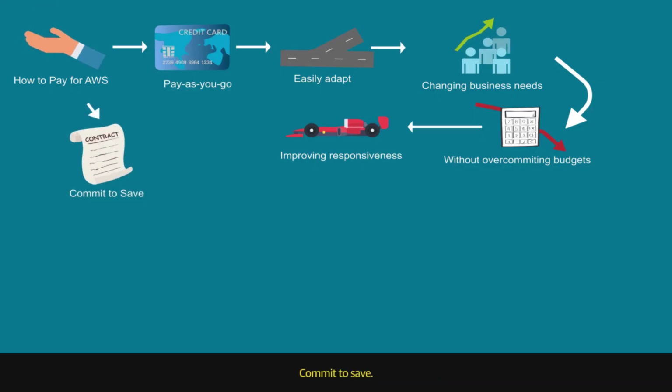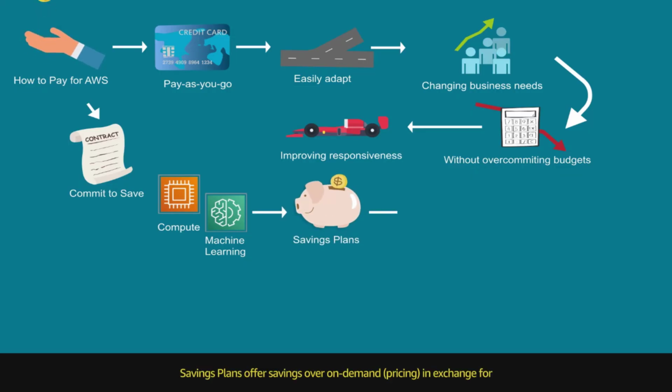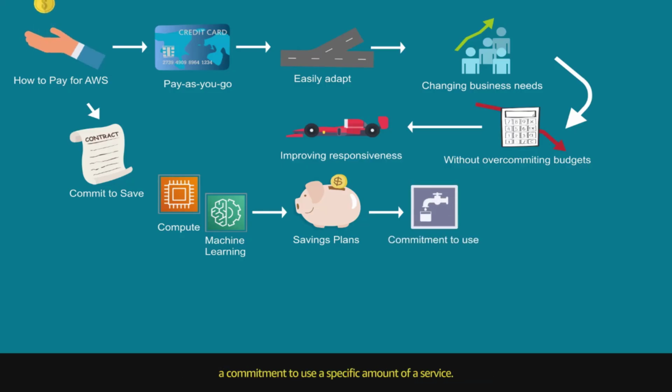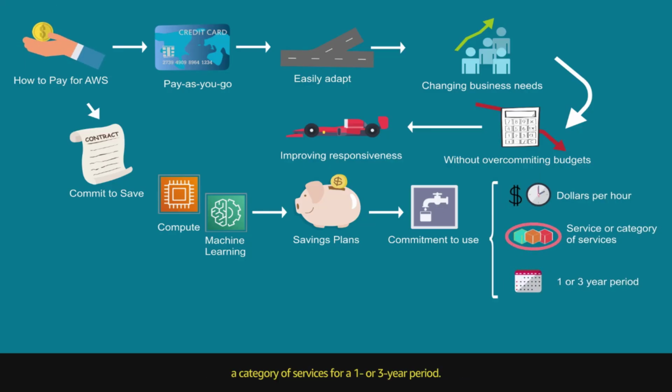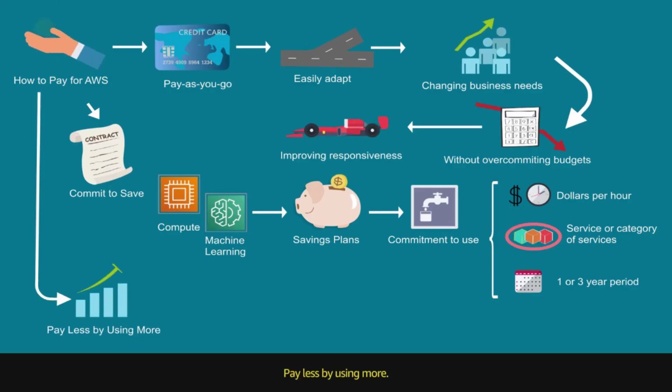Commit to save. For AWS Compute and AWS Machine Learning, savings plans offer savings over on-demand, in exchange for a commitment to use a specific amount of a service. Usage is measured in dollars per hour of an AWS service or a category of services for a 1 or 3 year period. Pay less by using more.